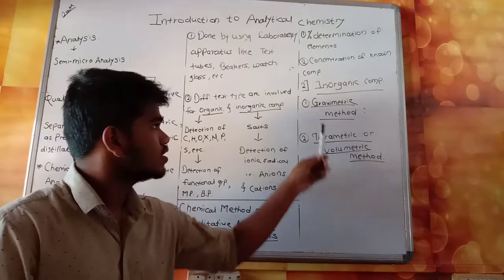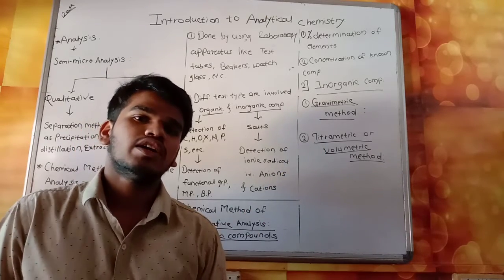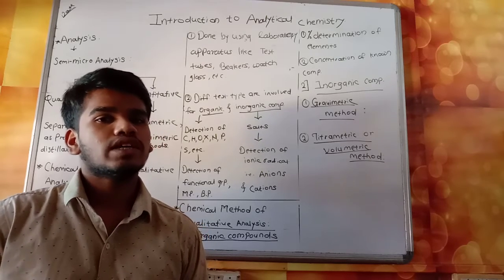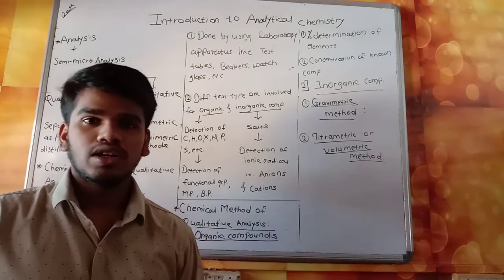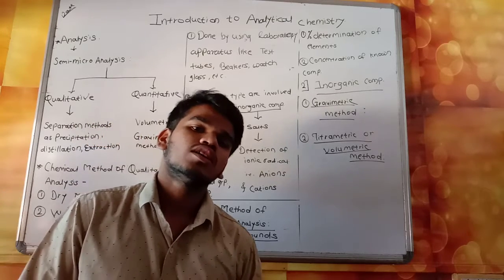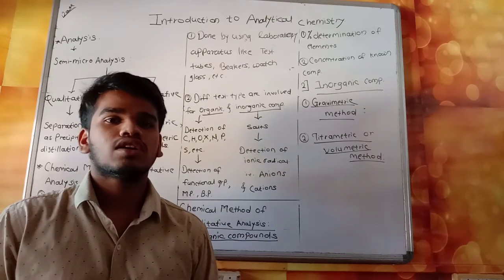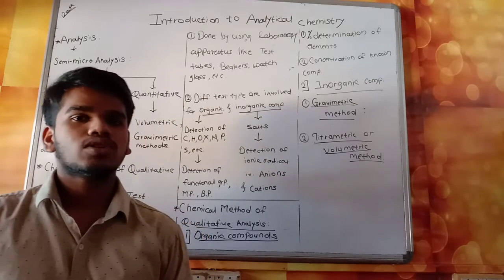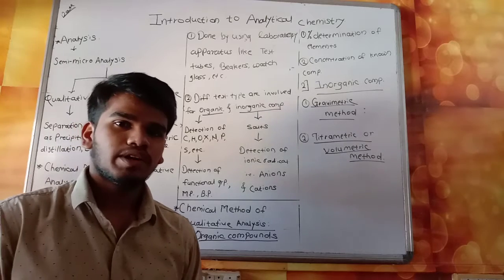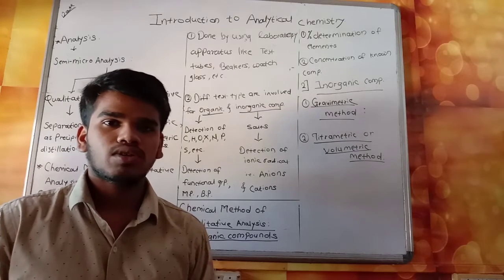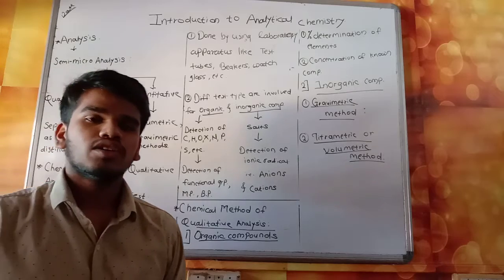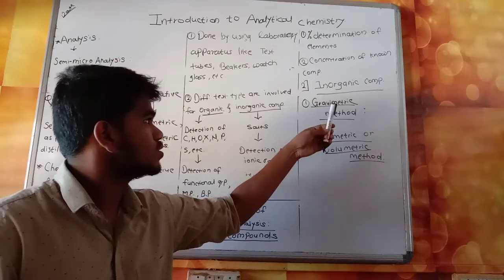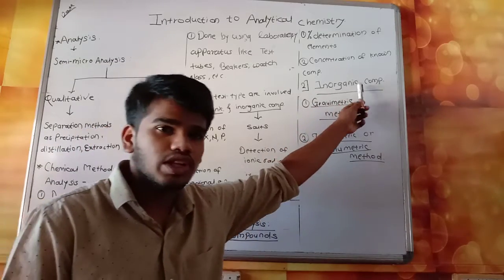In this method, the sample provided is taken and heated, so that due to the heating the sample undergoes decomposition. Decomposition means its constituent elements get separated from each other. Because they get separated, their amount can be weighed. It means the amount can be calculated by using a weighing machine. So this is the gravimetric method, which is used for quantitative analysis of inorganic compounds.